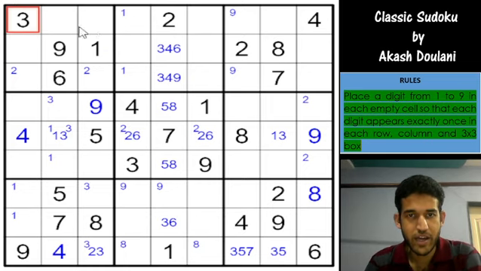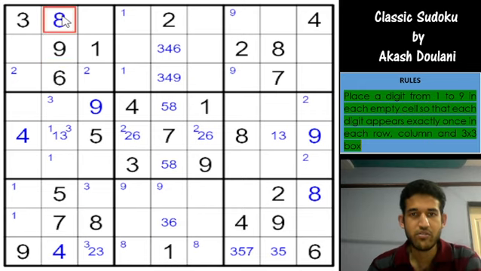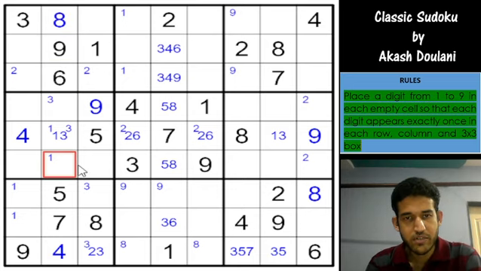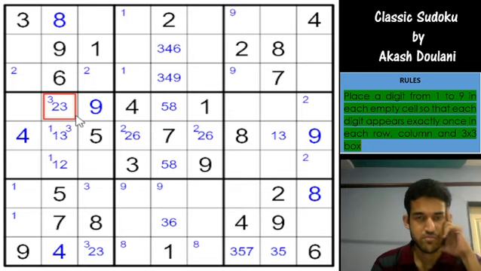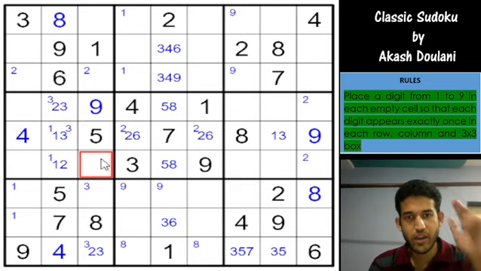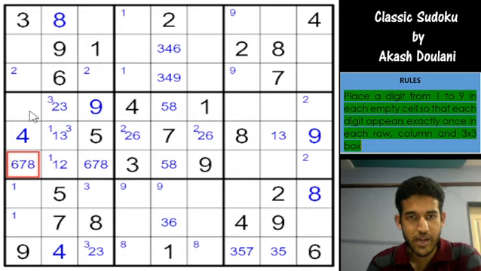You can't have 1, you can't have 3, you can't have 2, you cannot have 6, 9, 4, 5, 7. So this can contain only one cell, and that would be 8. So 6, 8, 9, 4, 5, 7. So this is 1 and 2, and this is a 2 and a 3. And now remaining candidates are 6, 7, 8 in the box, and this can't be 8.